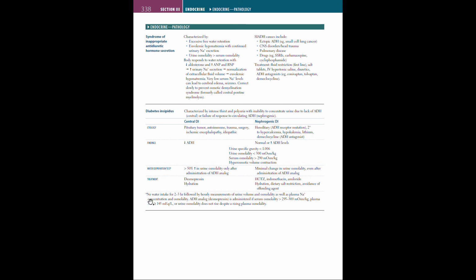So here there is a small note which says no water intake for 2 to 3 hours, followed by hourly measurement of urine volume and osmolality, as well as plasma sodium concentration and osmolality. ADH analog desmopressin is administered if serum osmolarity is more than 295 to 300 milliosmol per kg, plasma sodium is more than 145 mEq per liter, or urine osmolality does not rise despite a rise in plasma osmolality.